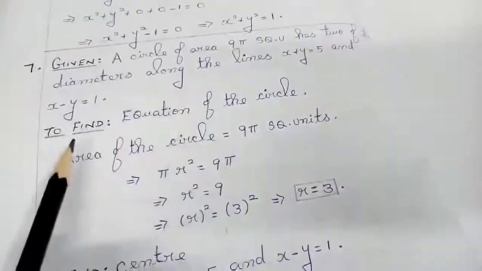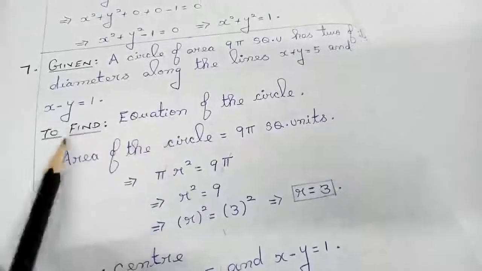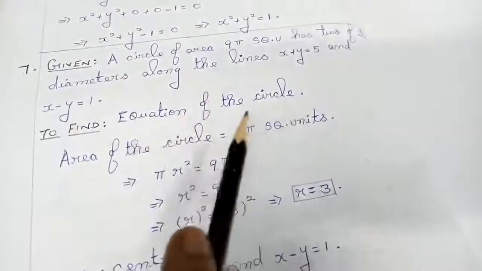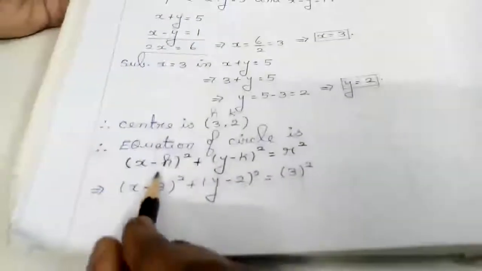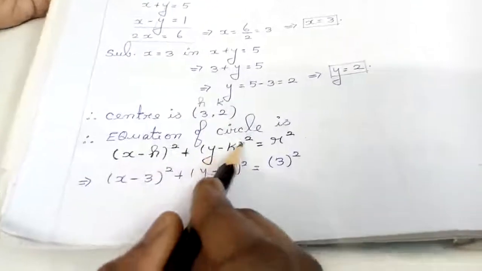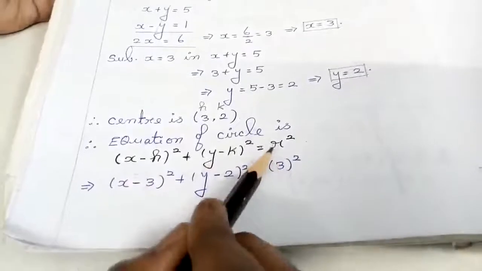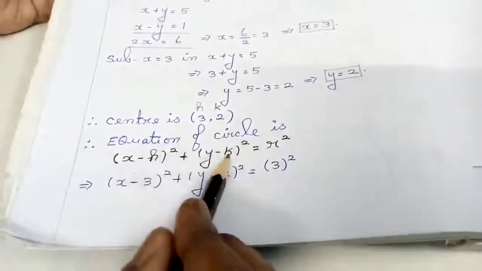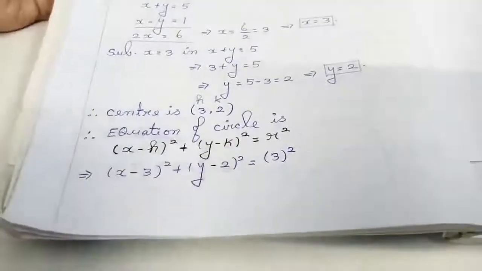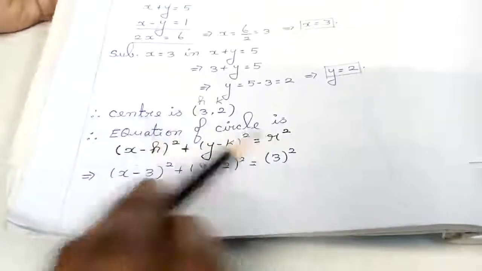First I am going to find the equation of the circle. The formula I am going to use here, students, is x minus h the whole square plus y minus k the whole square equal to r square. Here r is the radius and the center is h comma k. For this, first I am going to find the radius and the center.